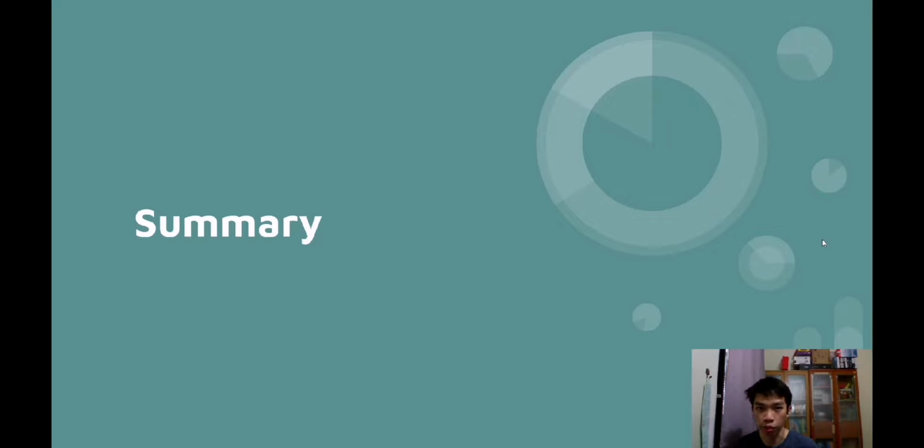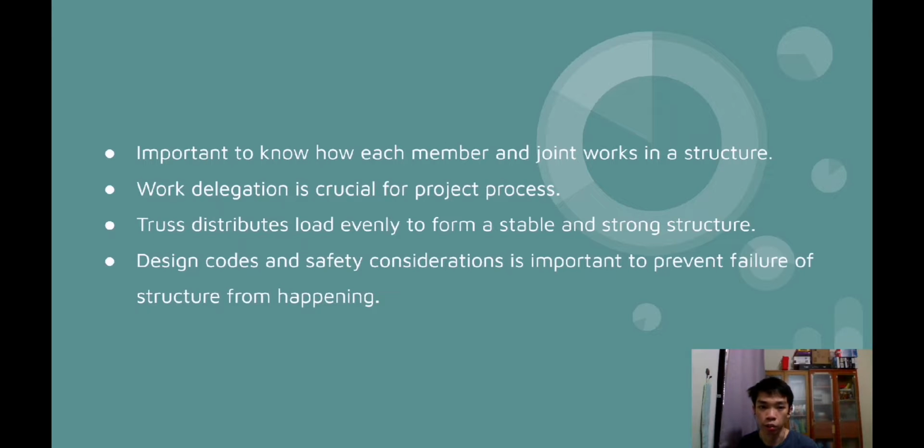And to summarize our whole project, we found that it is important to know how each member and joint works in the structure. Work delegation is crucial for the whole project process. We also learned the function of a truss and how it distributes load evenly to form a stable and strong structure. Lastly, design codes and safety considerations are important to prevent failure of the structure from happening.